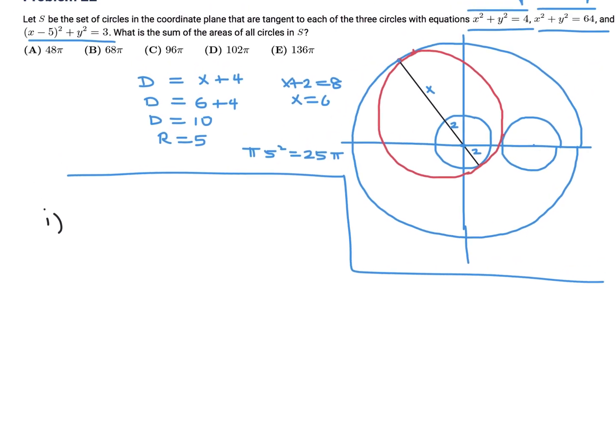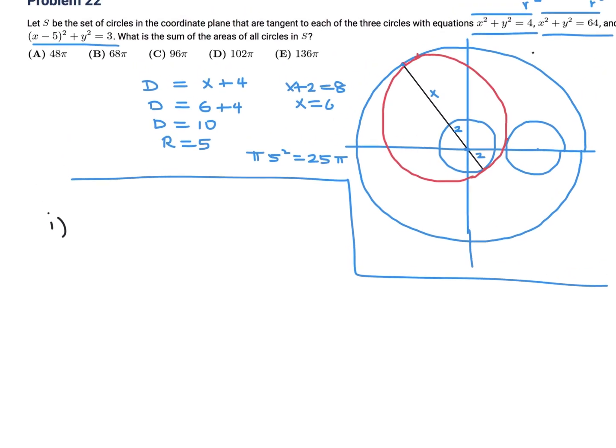And the big one, instead of calling it big one, I'll call it O. And then this one in the middle I'll call P, and then this one in the side I'll call Q. Now all the circles that we draw, like I drew this red circle, will be internally tangent to O.